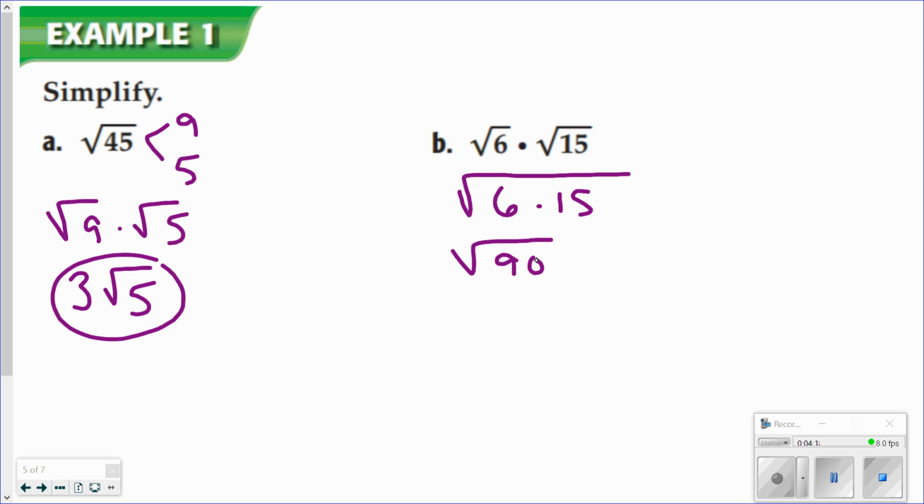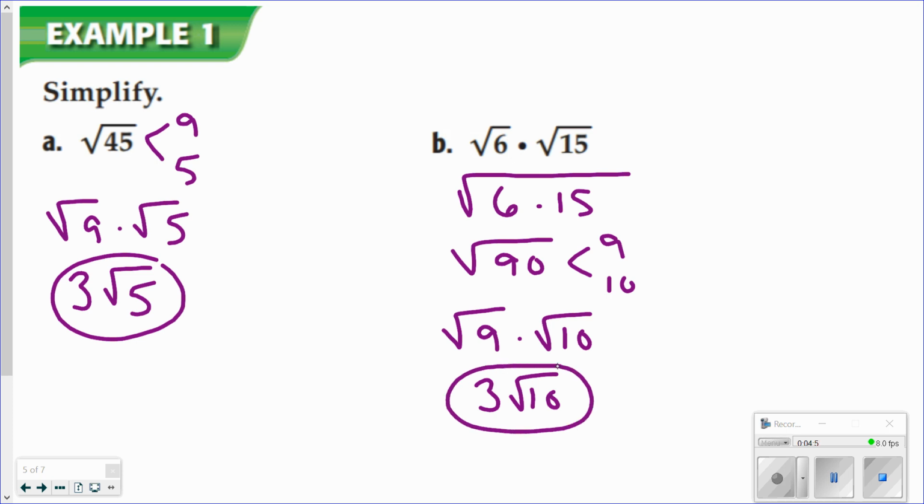What perfect square number is divisible by 90? Well, that's 9 times 10. 9 is a perfect square. So if I rewrite this as the square root of 9 times the square root of 10, which radical simplifies? And that's the square root of 9. The square root of 9 is 3. Square root of 10 stays as a square root of 10 because that does not simplify. So 3 square root of 10 is my answer.